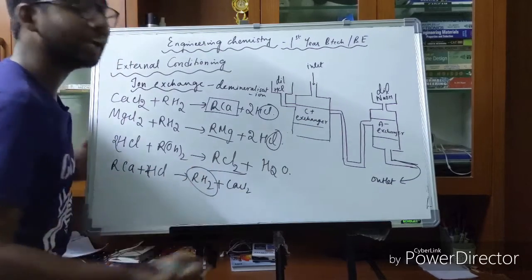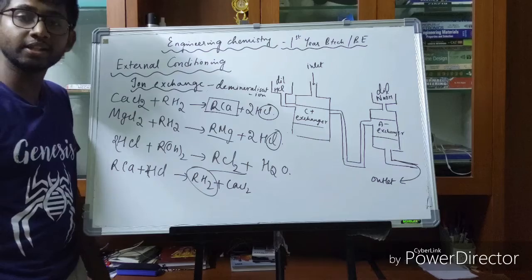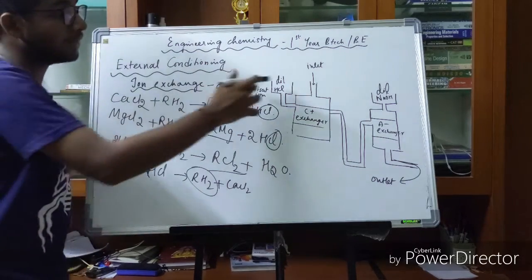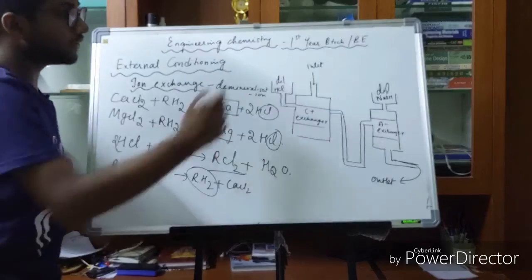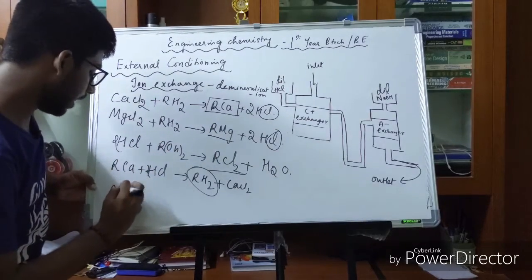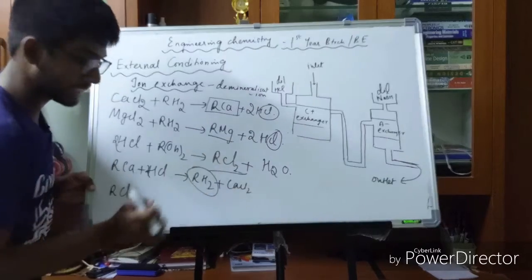So this is the way in which you represent the cation resin, isn't it? You have already got your cation resin. Regeneration has happened with the help of dilute HCl. Now when you take dilute NaOH, take RCl2, which has already been formed in this case.